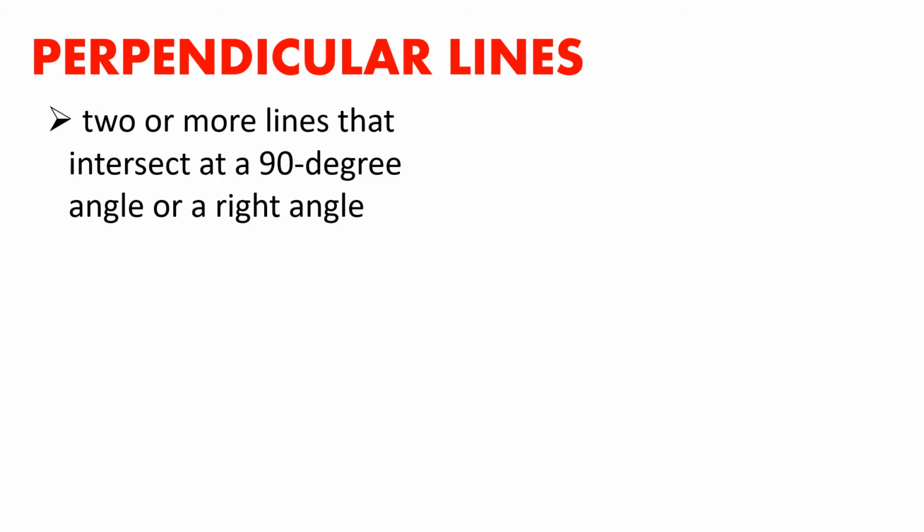Now, let us talk about the slope of perpendicular lines. Perpendicular lines are two or more lines that intersect at a 90-degree angle or a right angle. Here is a graph of two perpendicular lines.